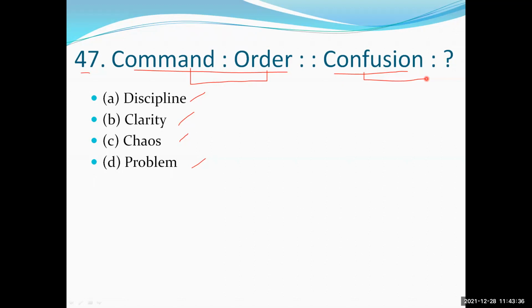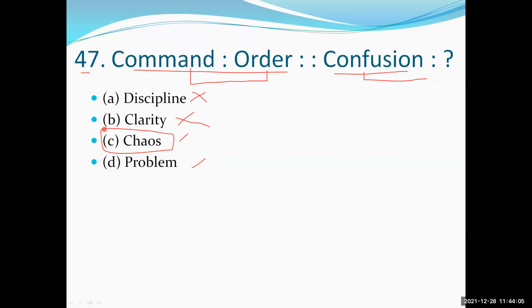So out of discipline and confusion, no. Clarity and confusion, no. So out of this, option C and D, you people have to think. Problem and confusion are two different things. Okay, we want similar meaning. So if you think of option C, chaos means confusion. So therefore option C we will choose here as an answer.